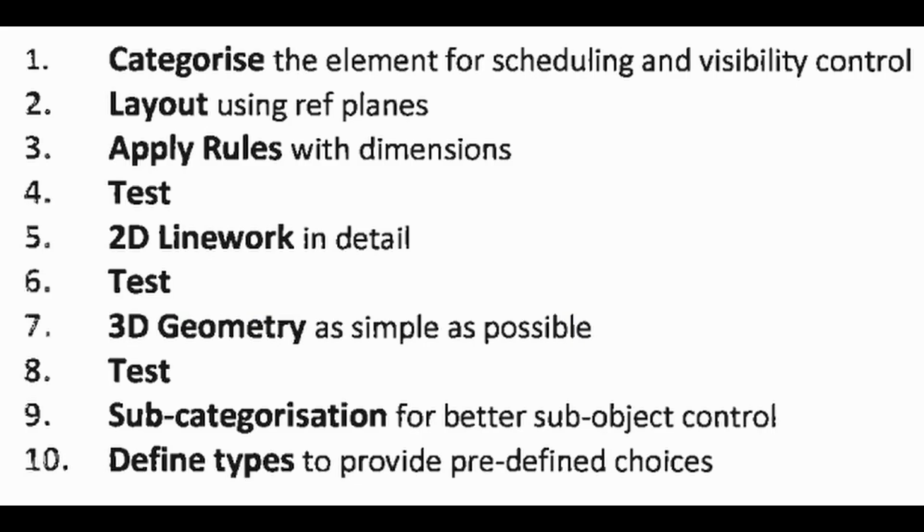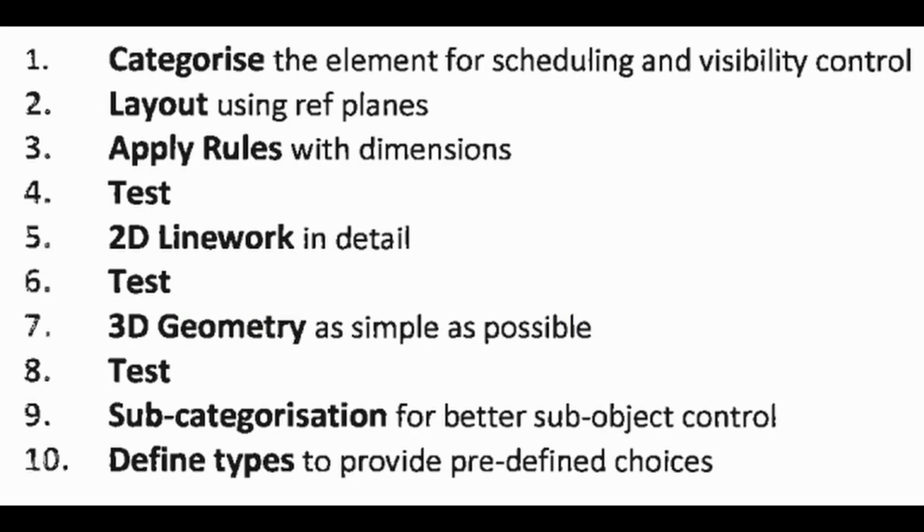7. Add 3D geometry. Only now do you begin modeling the 3D form. Use extrusions, voids, model lines, sweeps, blends. Always lock geometry to reference planes, never to other geometry unless absolutely necessary. 8. Test again. Flex the family once more. Check that the 3D geometry moves correctly with the parameters. 9. Subcategorize. Subcategories allow you to control visibility, line weight, color, and export layers. This is especially useful for complex families with multiple components.